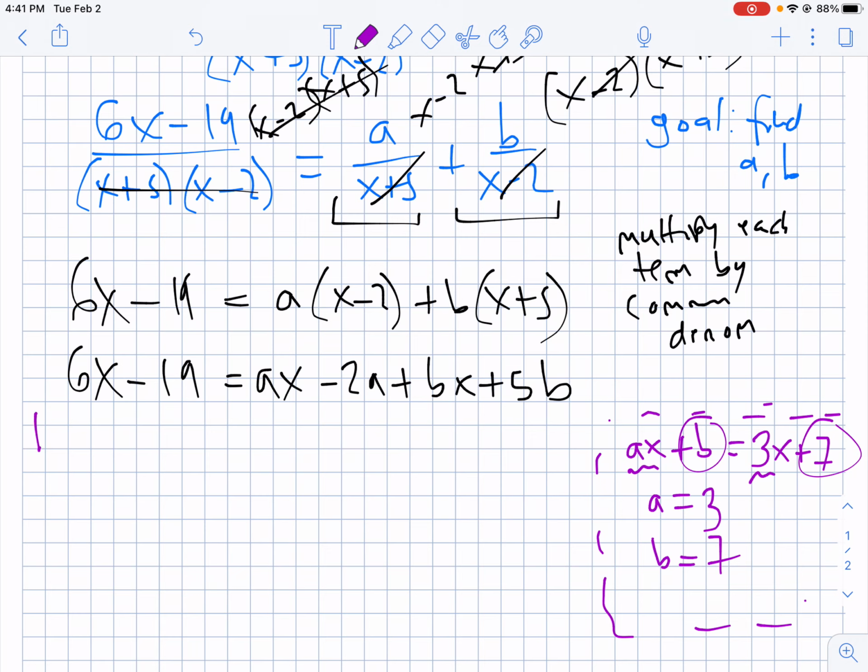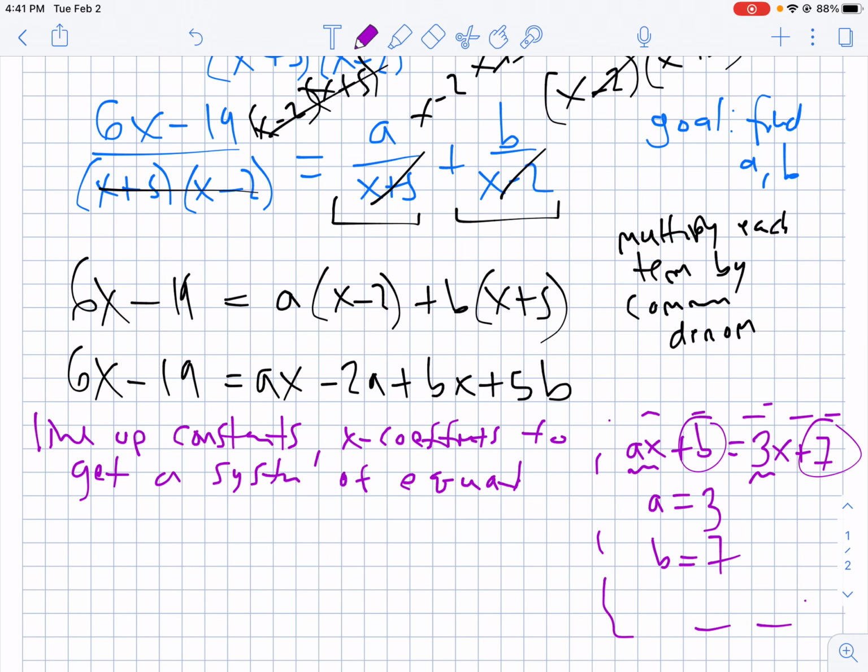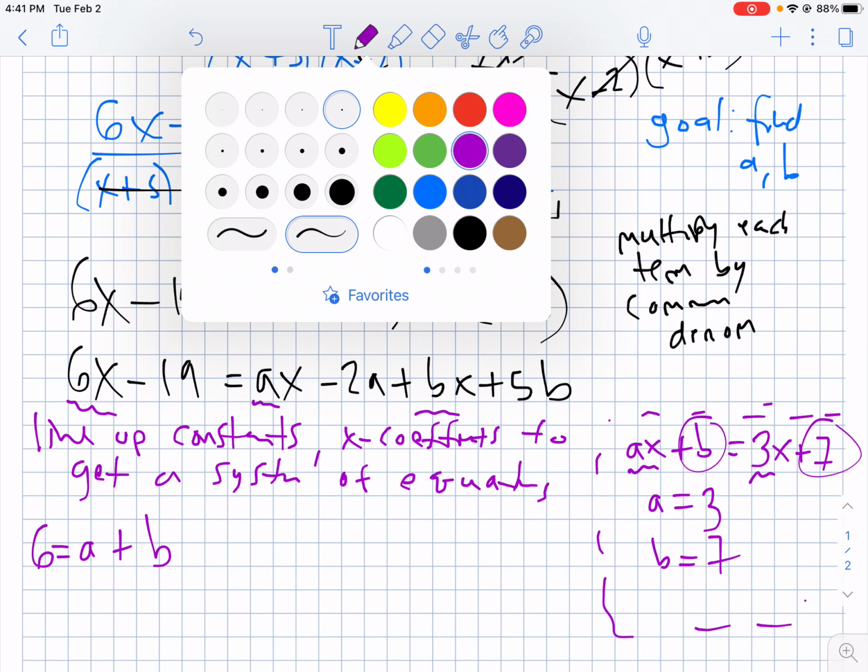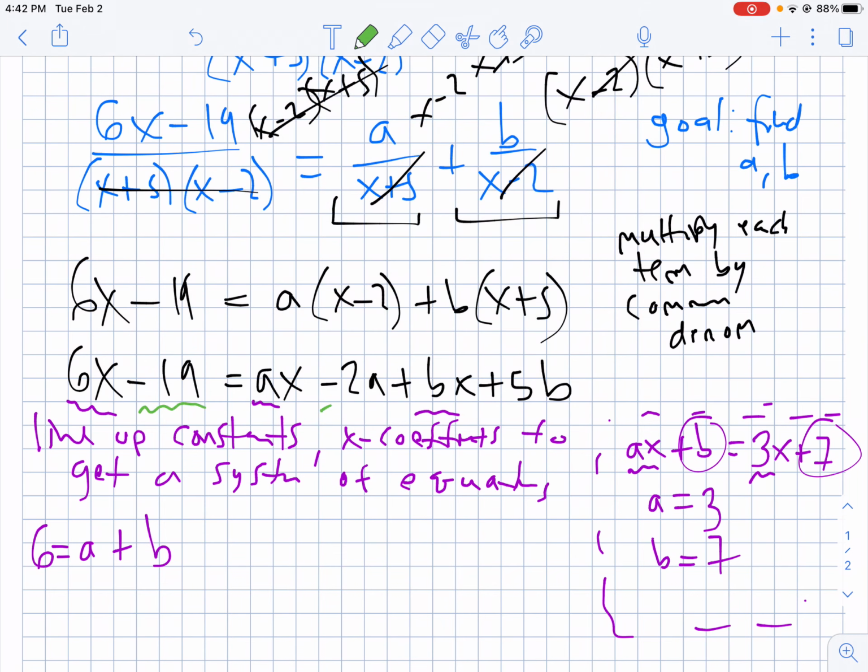I'm going to line up the constants, and then line up the x coefficients to get a system of equations. I'm going to get two equations here. If I line up the x terms, I get 6 equals A plus B. Now if I line up the constant terms, the terms without an x in them, I get negative 19 equals negative 2A plus 5B.